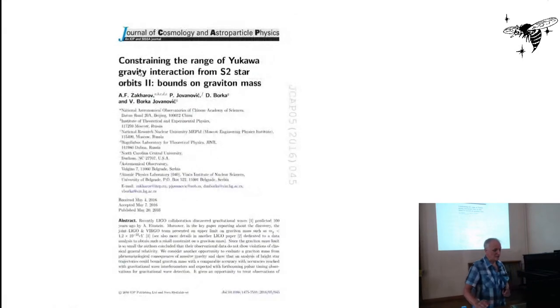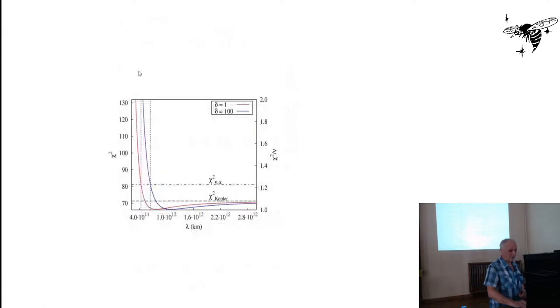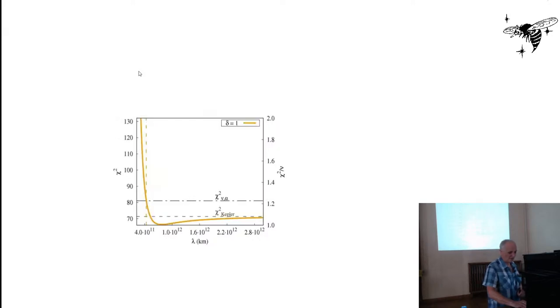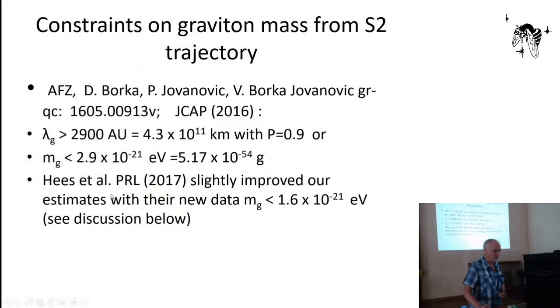But an important thing is that by analyzing trajectories of bright stars, we could evaluate graviton mass. It's also a very attractive feature of astronomy. From astronomical observations, we could evaluate parameters, such as the mass of the graviton. But an important thing is that this estimate is almost the same as the LIGO-Virgo estimate. And also here you could see our estimate of graviton mass.